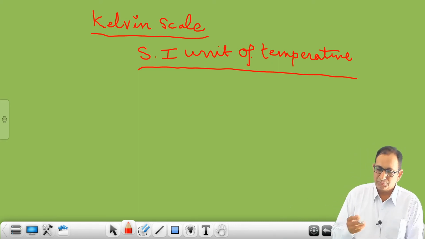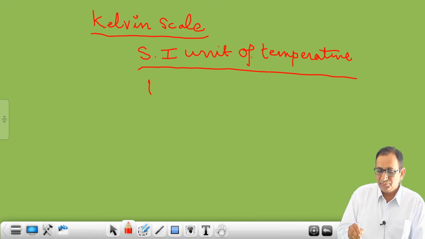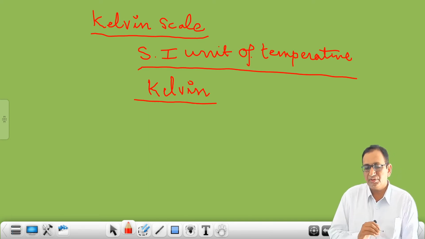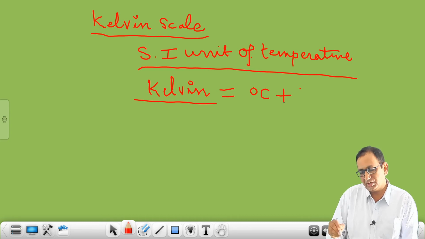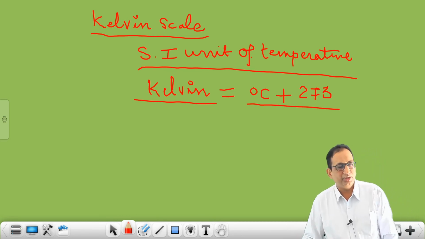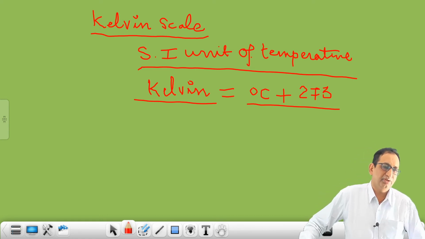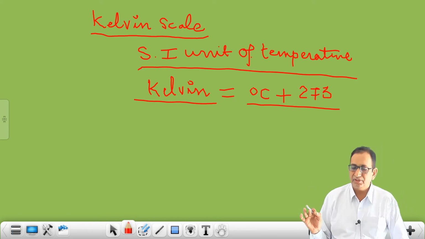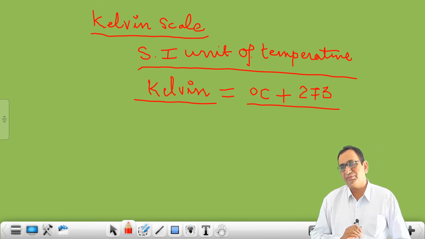Okay, students. So one formula is there. If you want to find the Kelvin scale, so here in Kelvin, you have to write whatever the degree Celsius temperature is, and to that you have to add plus 273, exactly 273. If you add 273 to the temperature given in Celsius scale, you will get the temperature in Kelvin.